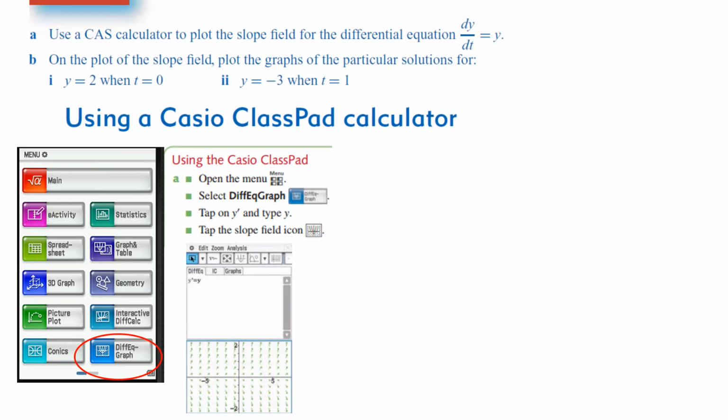So where do you access that facility? Down there from your main menu, diff equation graph, you select that button, and then you can type in your DE. Now notice how they're typing it in, Y dash, and I'm pretty sure that Y comes from the ABC menu, Y dash equals variable Y, and as soon as you tap on the slope field icon, a slope field occurs.